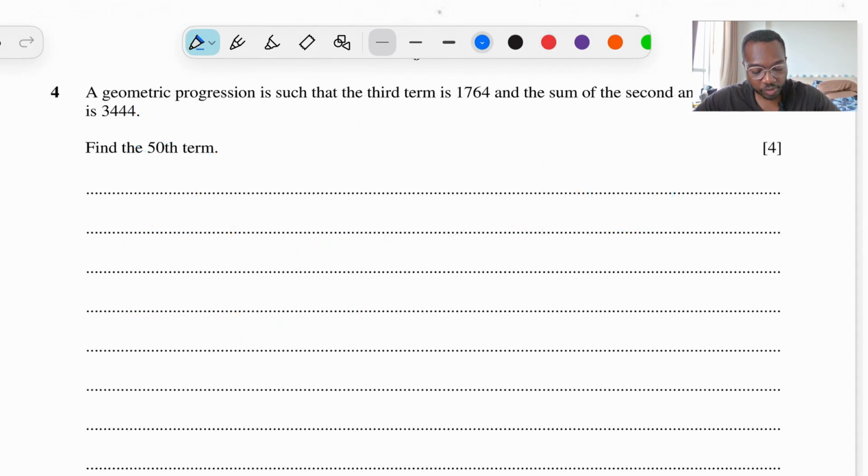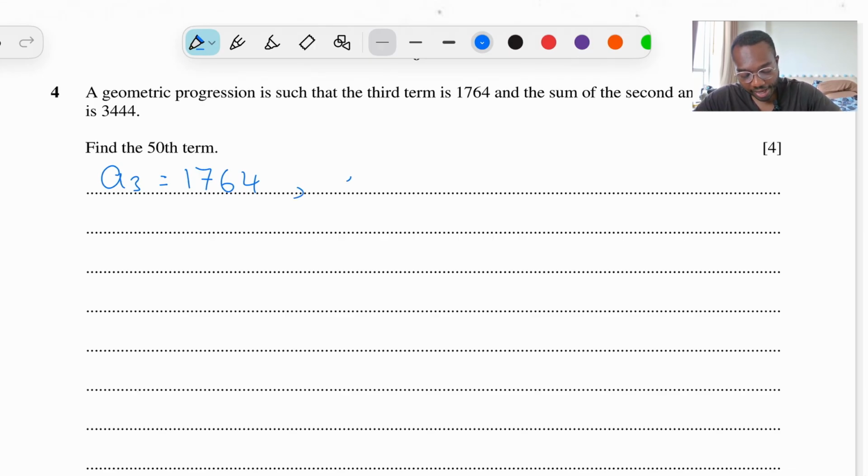Okay, question 4. We've got a geometric progression such that the third term is 1,764, and the sum of the second and third terms is 3,444. We need to find the 50th term, so we need to find A50. So what do we know? We know that A3, the third term, is 1,764. We know the sum of the second and third terms is 3,444.